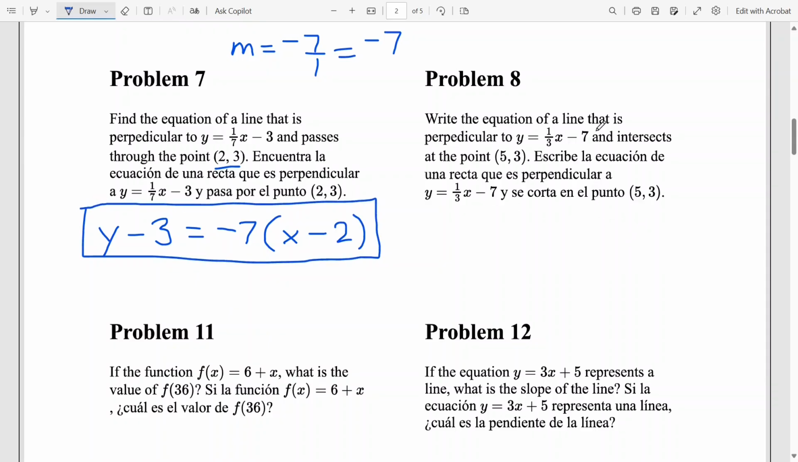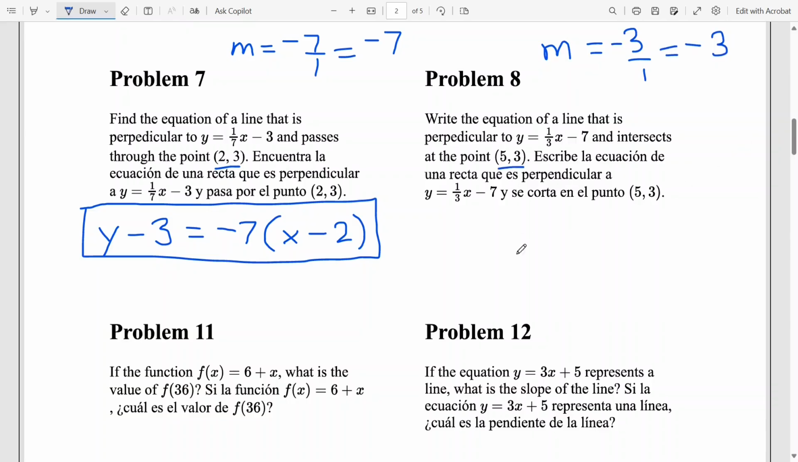All right, next one. Write the equation of a line that is perpendicular to y equals 1/3 x minus 7 and intersects the point (5, 3). So we have to figure out the slope again. It's the negative reciprocal. So I'm going to flip the 1 and the 3 to make it 3/1, and change the sign. This is positive, so we're going to make it negative. So it's negative 3 divided by 1, which is negative 3.